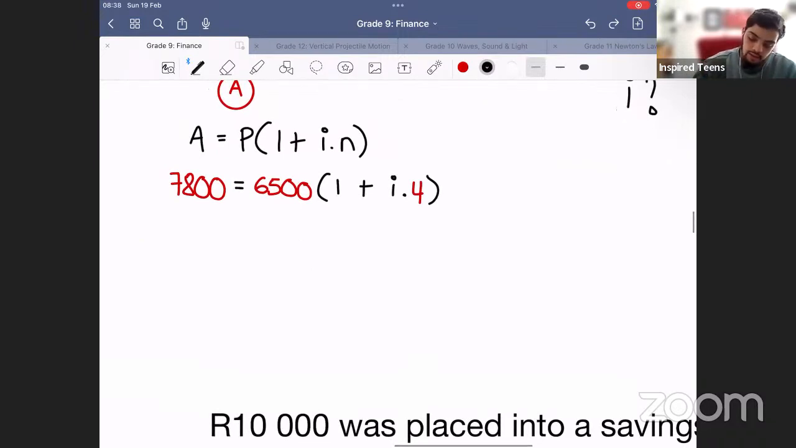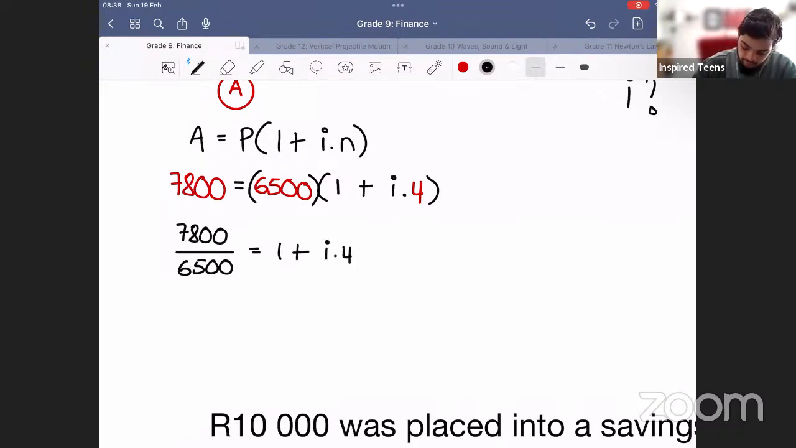Okay, so here we have basically bracket multiplication. So that's the first thing we can take over, this 6,500, which is multiplied to that other bracket. It's multiplication, so when I take it to the other side, it's going to become division. So 7,800 divided by 6,500, or 100 actually, sorry, is equal to 1 plus I times 4.